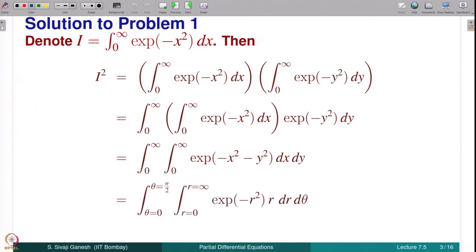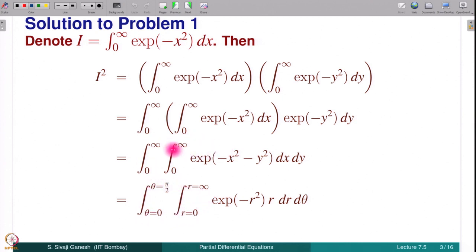And that is equal to, in polar coordinates, with r equal to square root of x square plus y square, minus x square minus y square becomes minus r square, and the area element dx dy becomes r dr d theta. Now, we have to find out the limits for the integration variables.